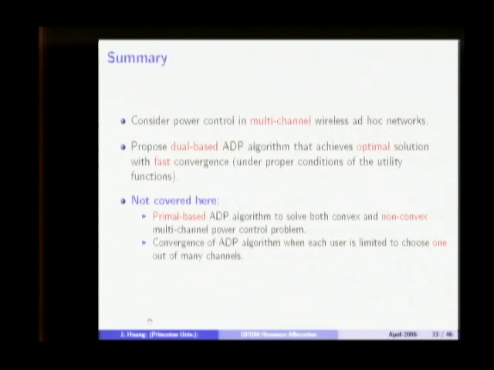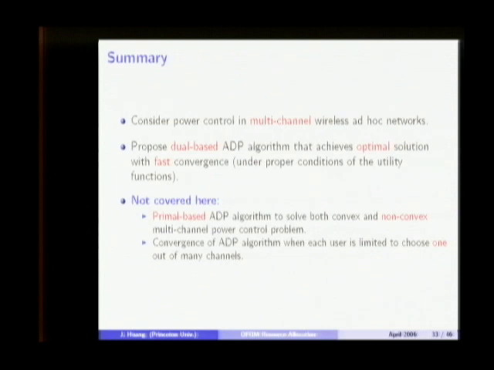So here's the summary of the second part. In this part, we considered power control in a multi-channel wireless ad hoc network, where we proposed a dual-based ADP algorithm that could achieve the optimal solution with fast convergence under proper conditions on the utility functions. And the price announced in this algorithm corresponds to the Pigovian tax in economics.